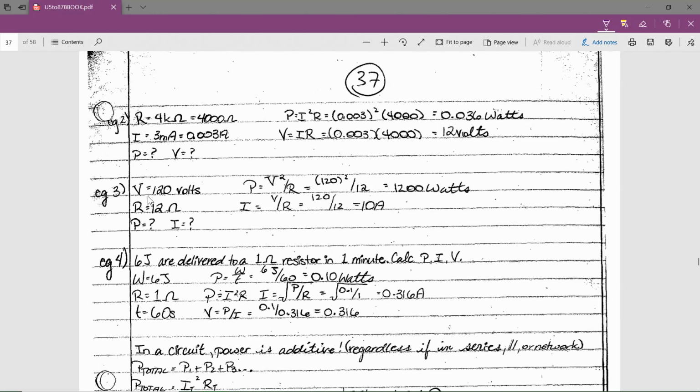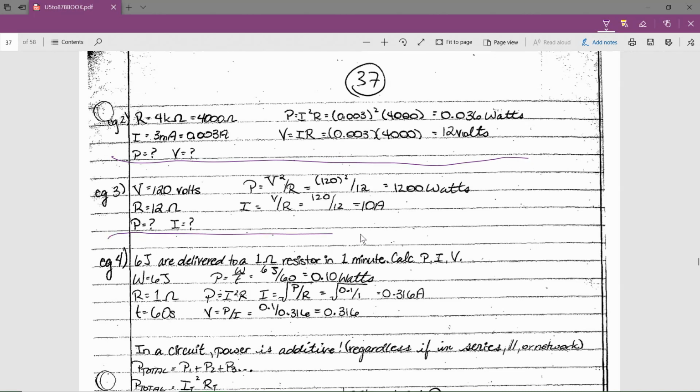And then you can check things. You can say, okay, is that right? I should be P over V. So if I take 0.036 divided by 12, I get 0.003 amps, which is what I want. So that one is good.